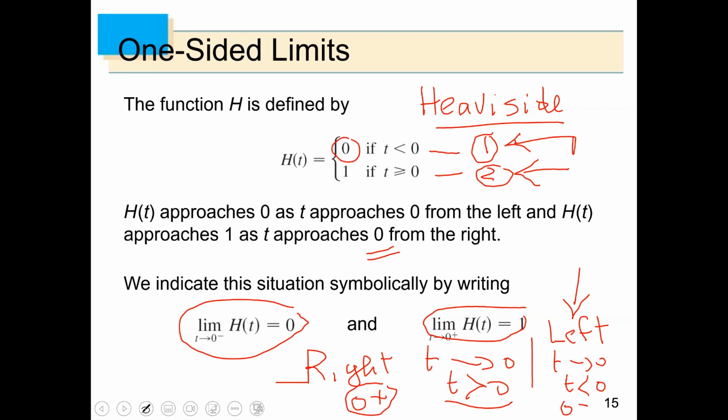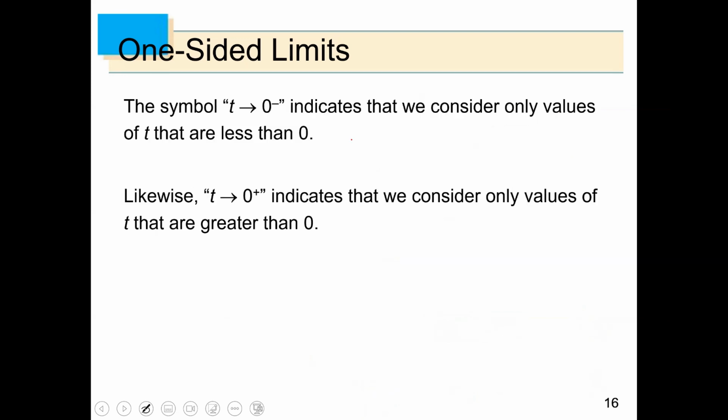So you see here that the limit to the right is equal to 1. The limit to the left is equal to 0. They are not equal. So the conclusion is the limit at 0 does not exist. But the one-sided limits exist.